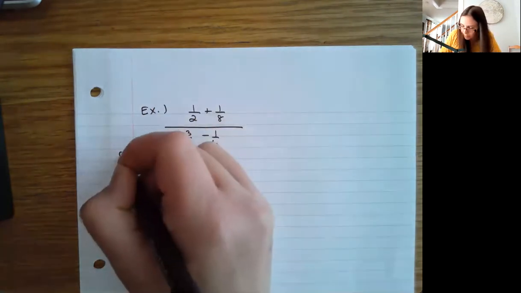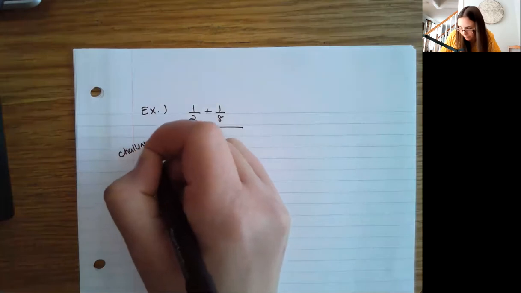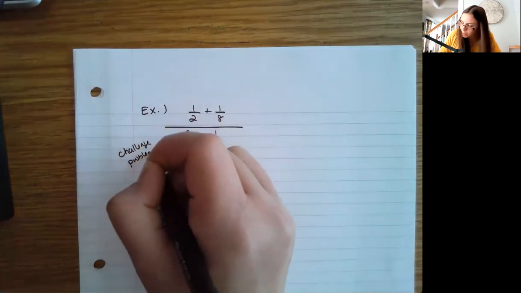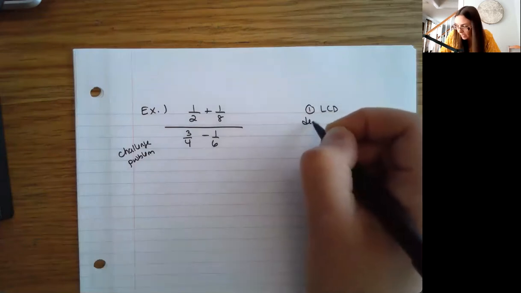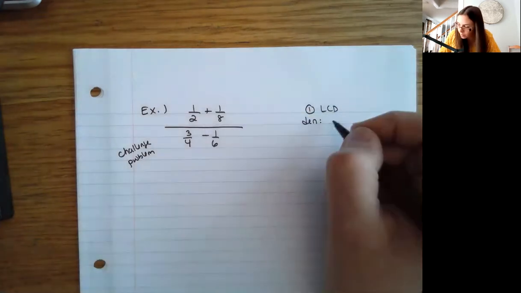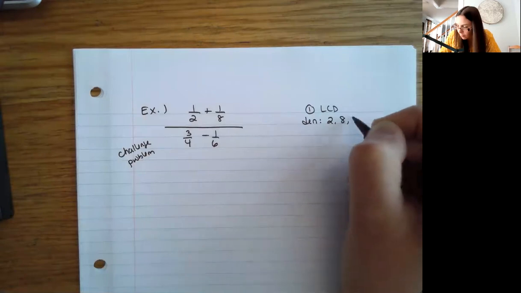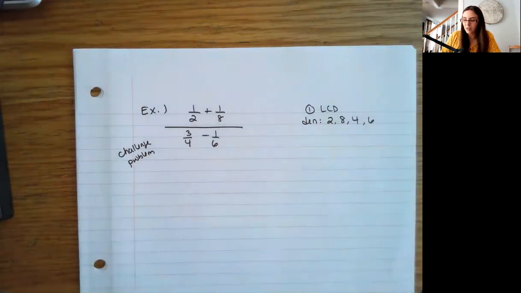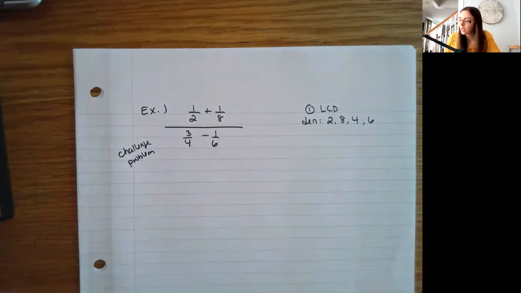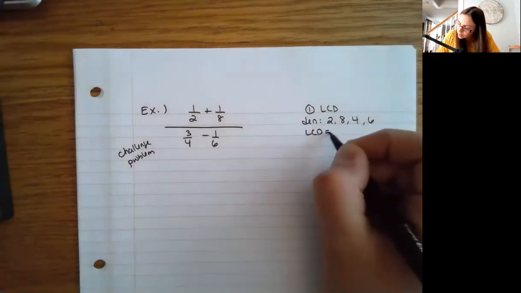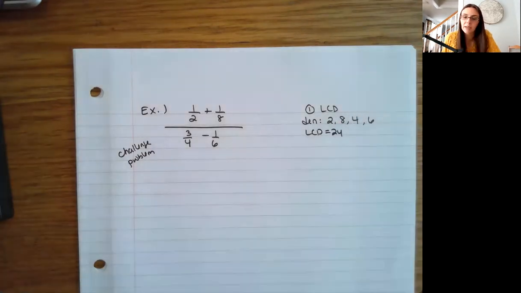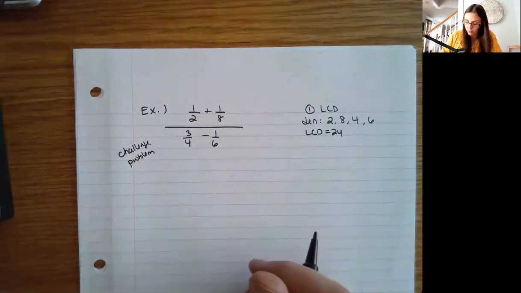Okay, so again, this is a bit of a challenge problem. And we're using that second strategy. So I do need to find the LCD. Now here, you want to be careful. Your denominators are 2, 8, 4, and 6. You do each of the denominators in a challenge problem like this. And if you do your LCD out, you should find that the common denominator here ends up being 24. So you can do your multiples out, or you can use your prime factorization. And again, you should get 24.